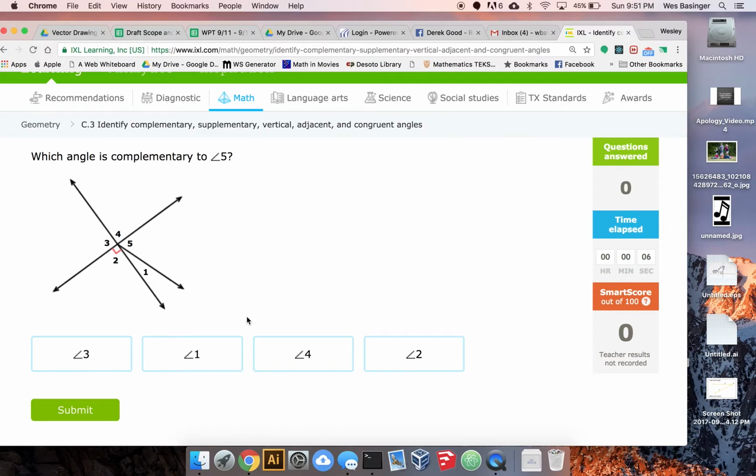Which angle is complementary to angle 5? So here's angle 5. We know whichever angle is complementary needs to make 90 degrees. So I'm basically looking at this right here. And so angle 1 would be complementary to 5.